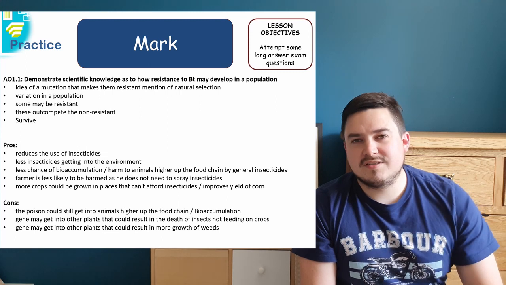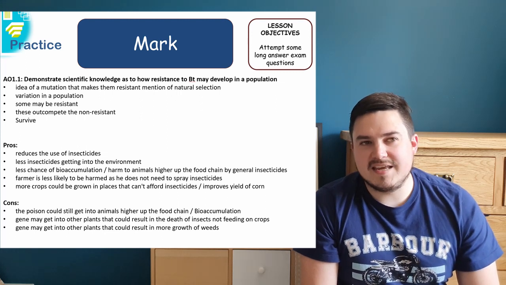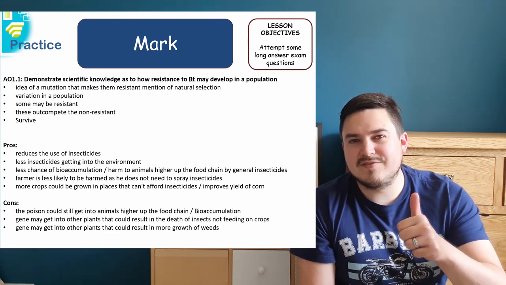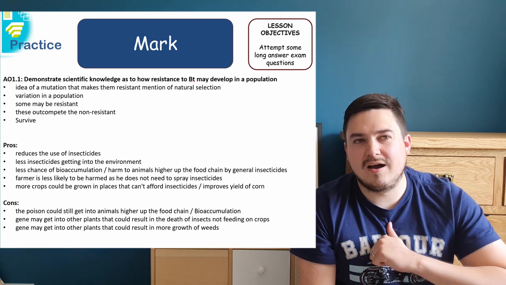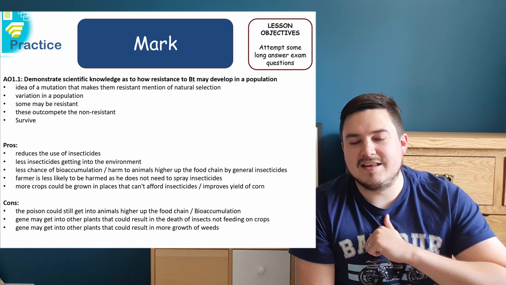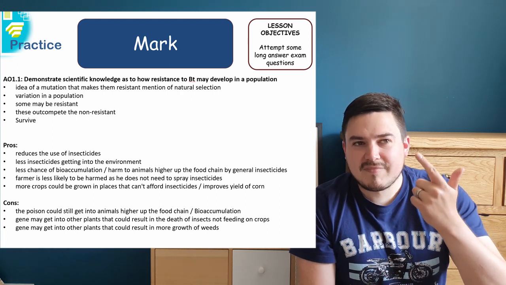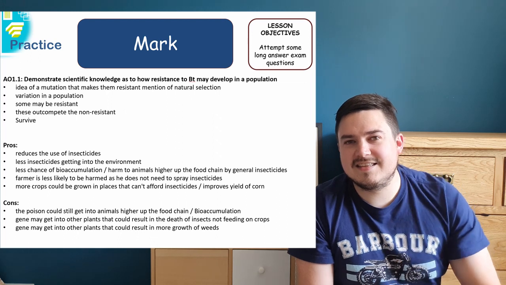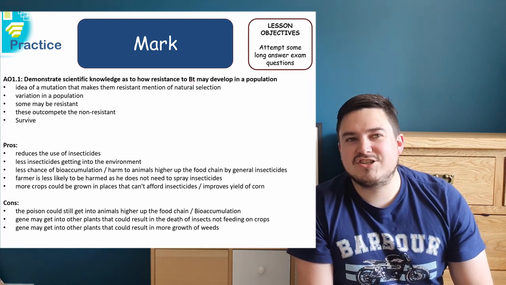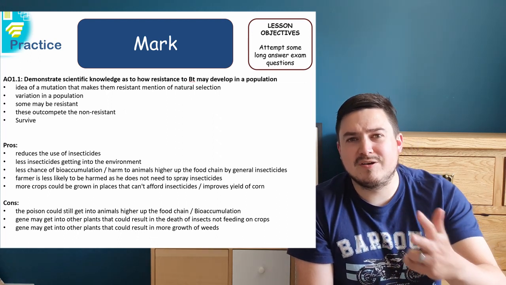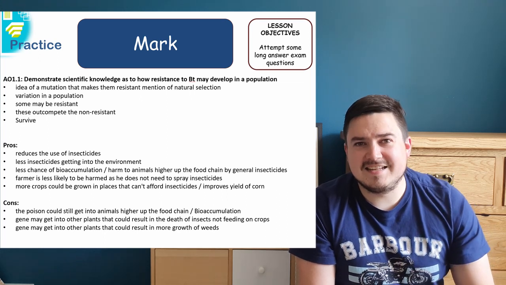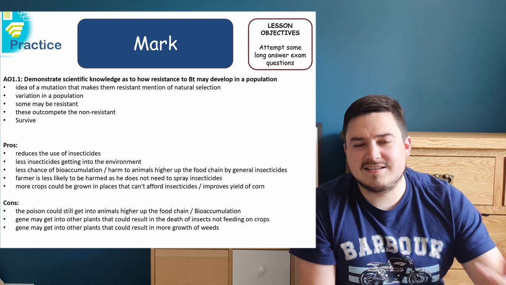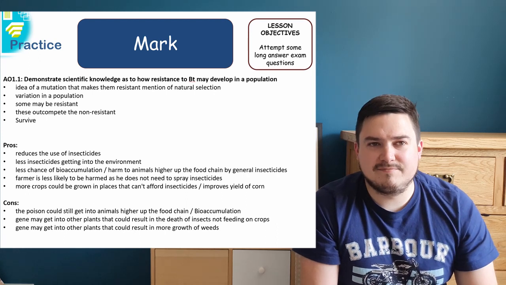The pros of our BT corn is it reduces the use of insecticides. People don't like the use of chemicals on their plants because they end up getting into our bloodstream and end up getting into the other animals that eat those insects as well, which we'll come back to in a second. This means less insecticides getting into the environment, which means there's less chance of what we call bioaccumulation, which is what I just mentioned, those animals further up the food chain eating the insects that have then eaten the insecticides and that travelling through the food chain.